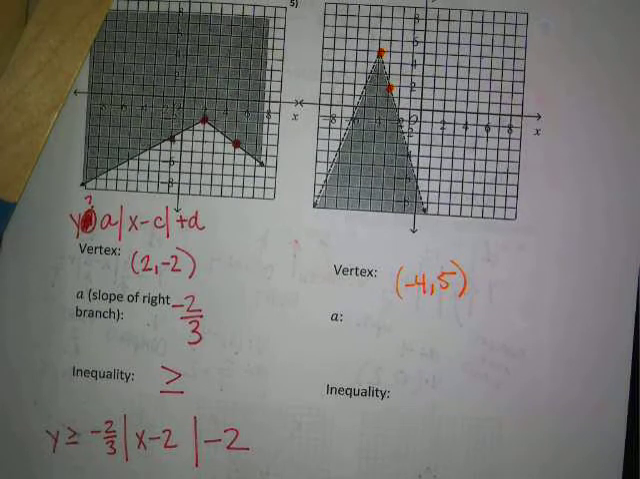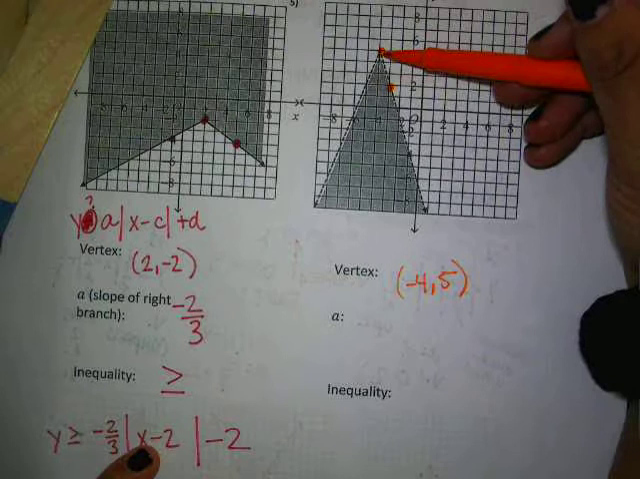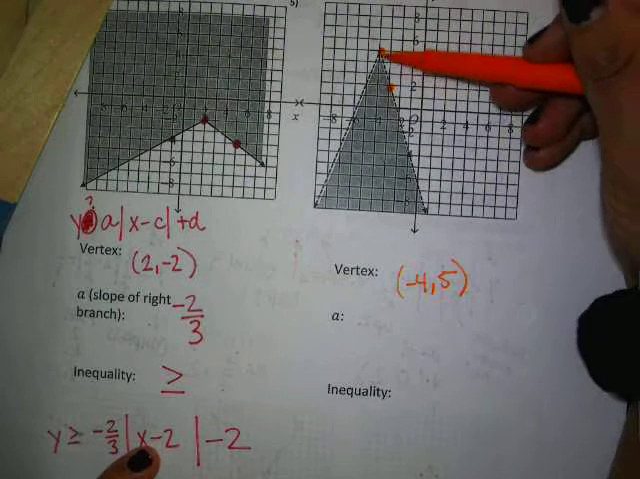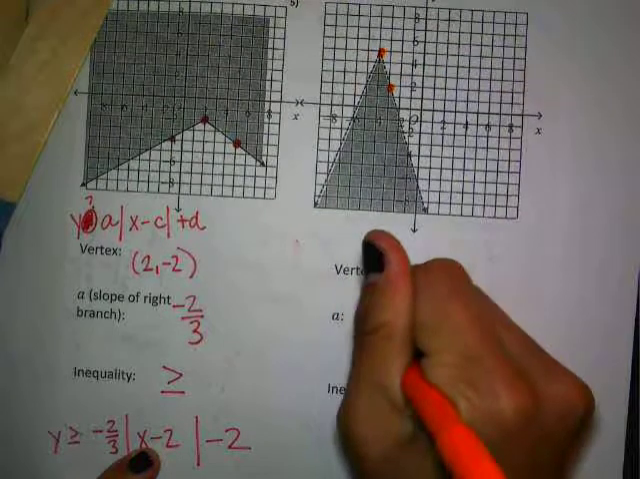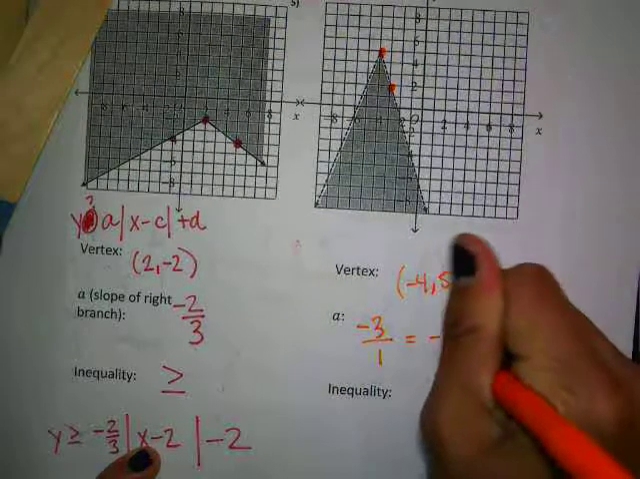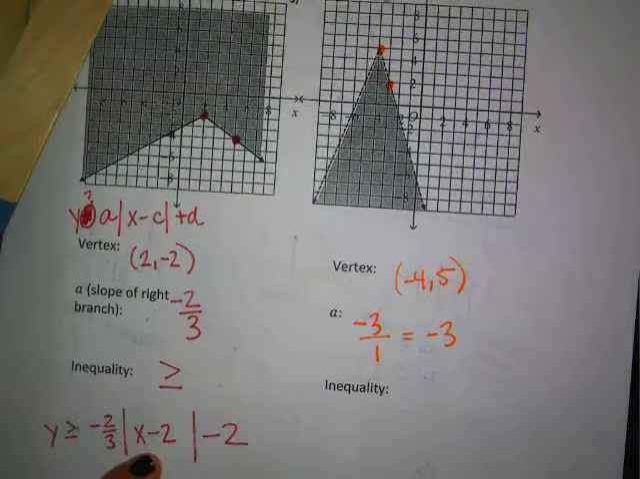Is it negative 1 over 3? Well, it'd be negative. How many do you drop? 3 over 1. So you go down 3 over 1, so down negative 3 over 1, which is the same thing as negative 3. Okay. Rise over run.